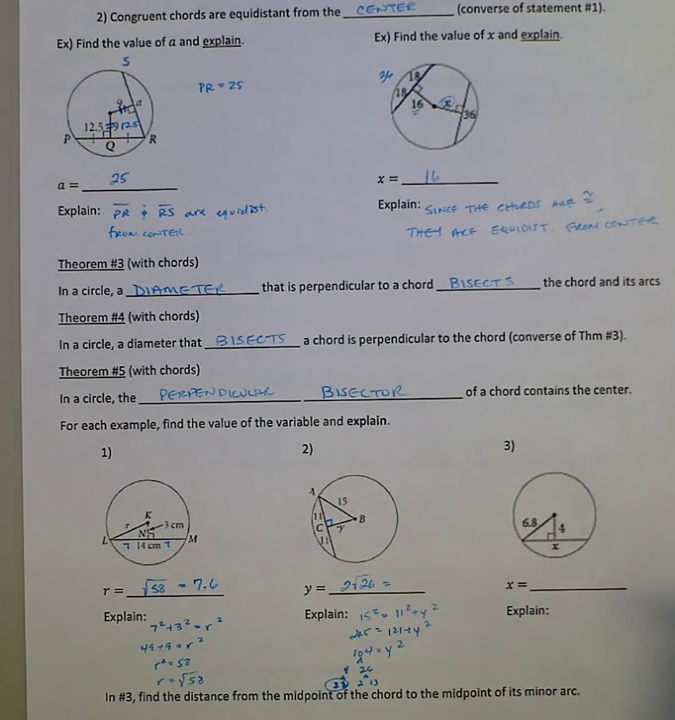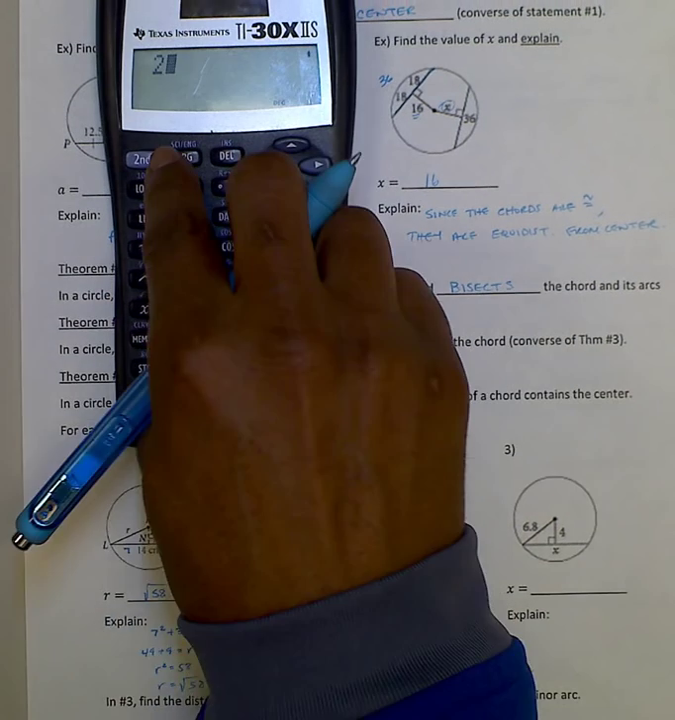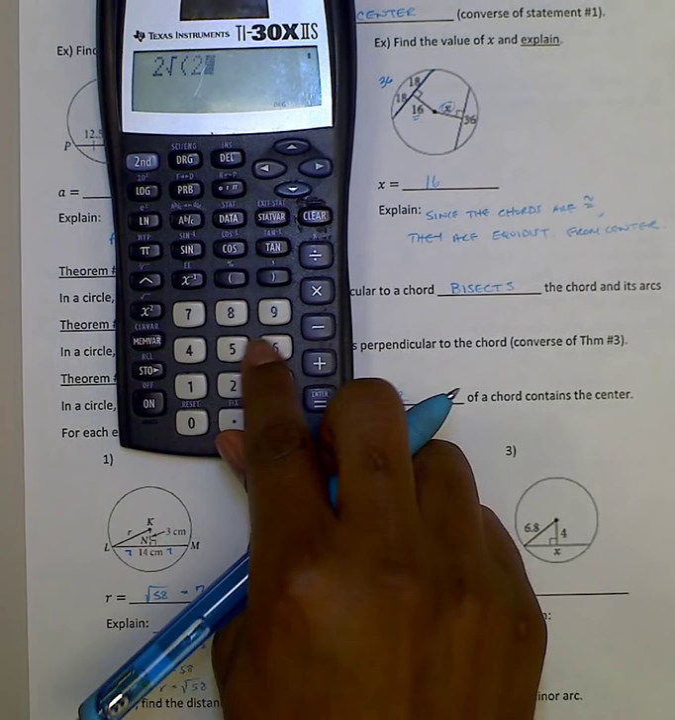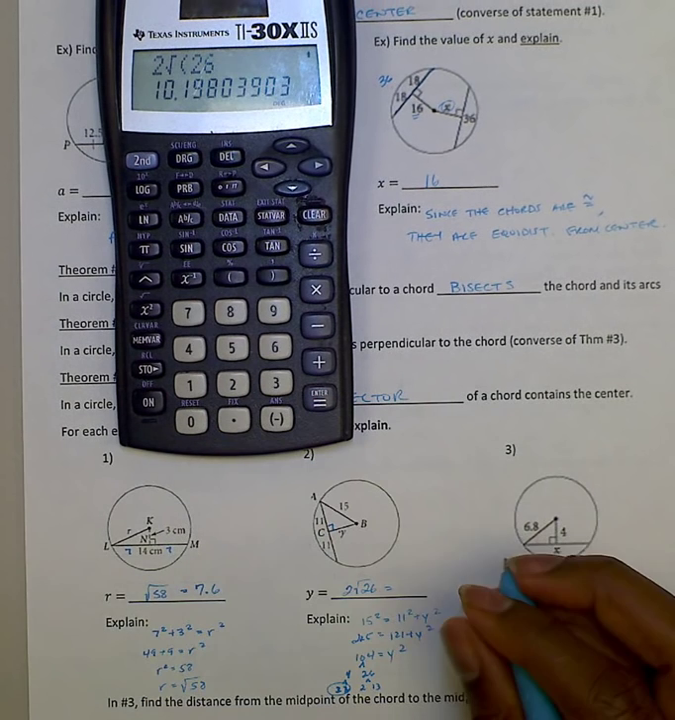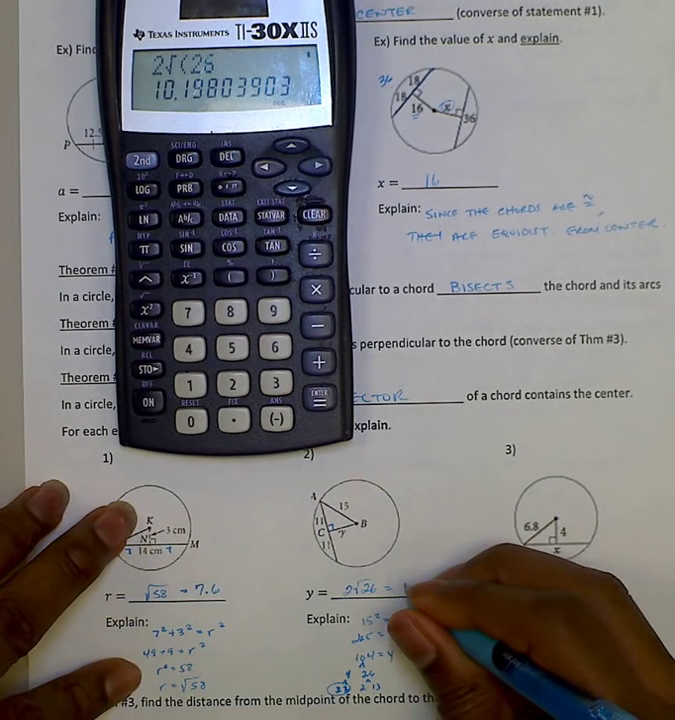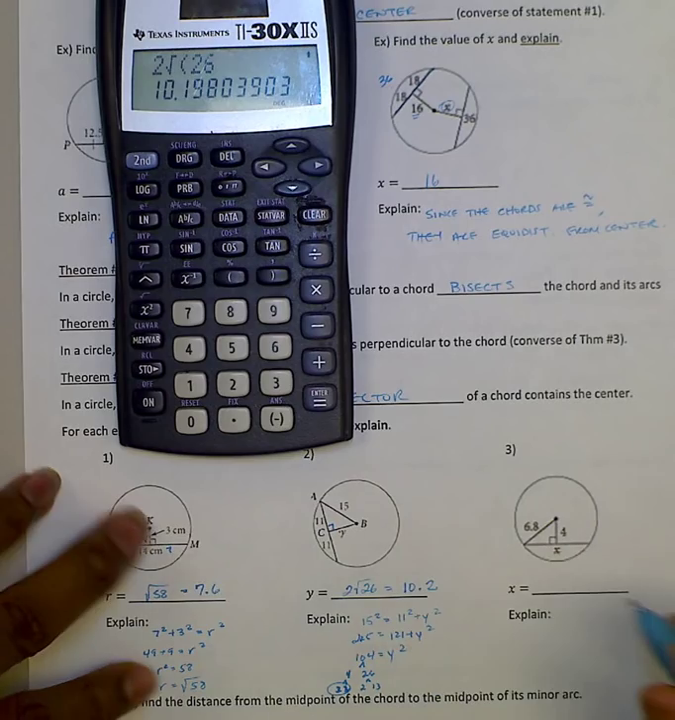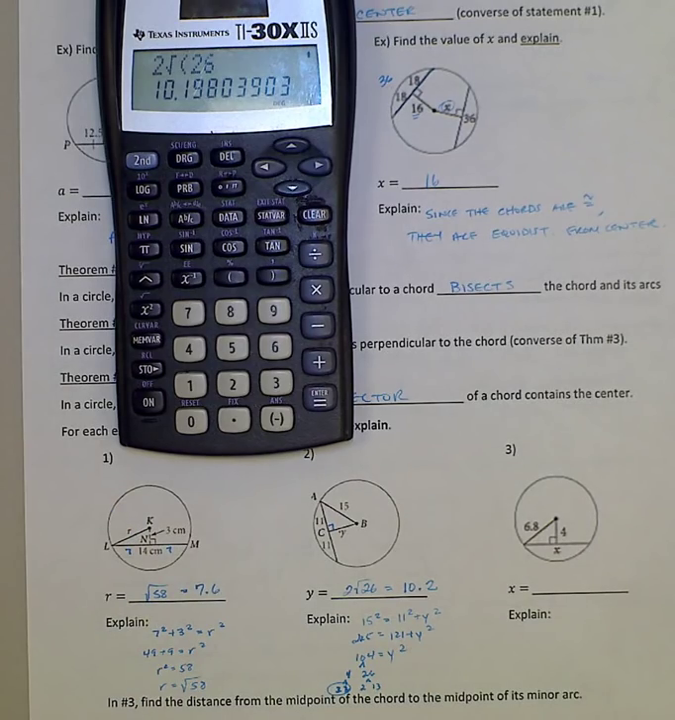As the decimal, again, we can just do that by punching that into our calculator. And that's 10.2. Okay, and again, since we saw that the chord was bisected, we knew it was perpendicular, so we could use Pythagorean's theorem. All right, number 3. We want to find x.